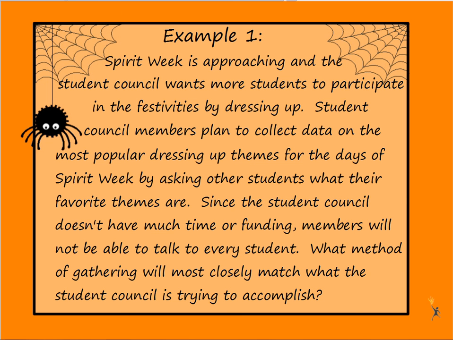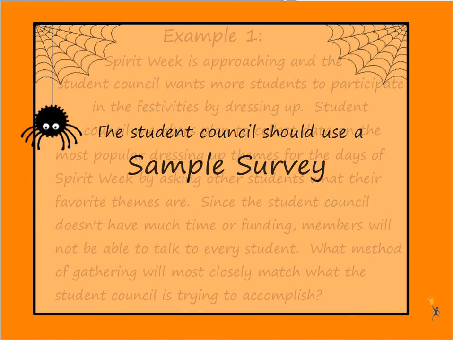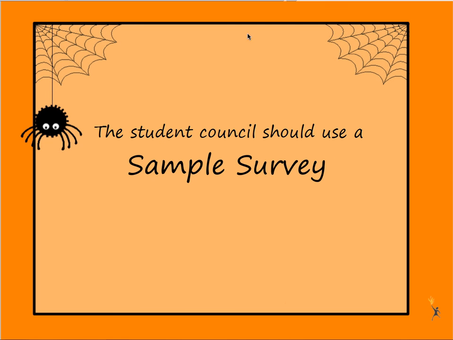So let's look at a couple of examples. Let's say Spirit Week is approaching and the student council wants more students to participate in the festivities by dressing up. Student council members plan to collect data on the most popular dressing up themes for the days of Spirit Week by asking other students what their favorite themes are. Since the student council doesn't have much time or funding, they won't be able to talk to every student. So which of these three different methods can they use to gather data that will most closely match what the student council is trying to accomplish? Do you think they need to use a survey, an experiment, or an observational study? They would need to use a survey, right? They're going to choose a sample of students and survey them.